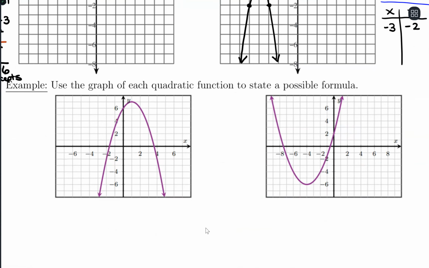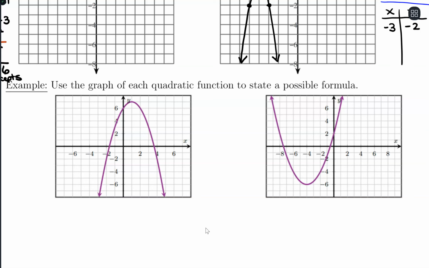Okay, let's work on, if you're given a graph, finding the quadratic function to match it. And with these, there's a few ways to go about it. You can choose between starting with the factored form or the vertex form. I wouldn't recommend starting with the standard form, but typically you want to get started with either using the x-intercepts as the factors or use the vertex.